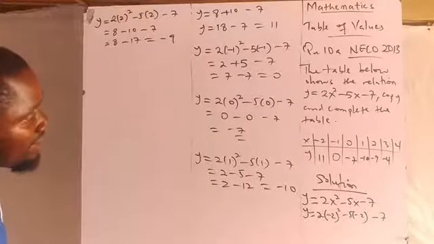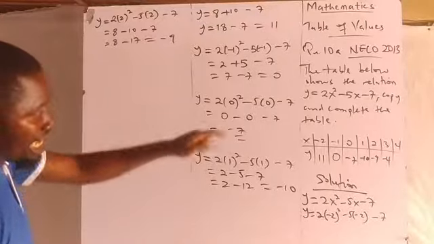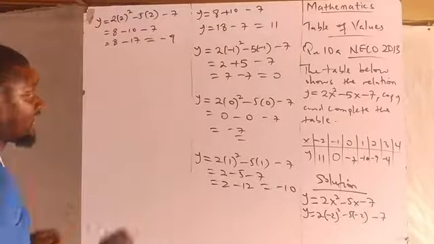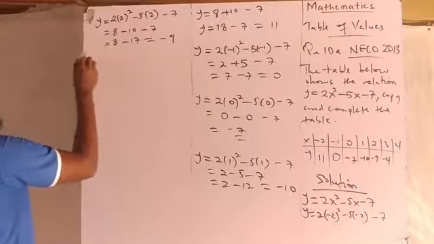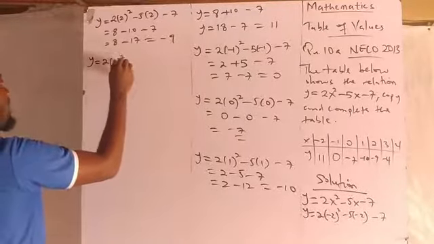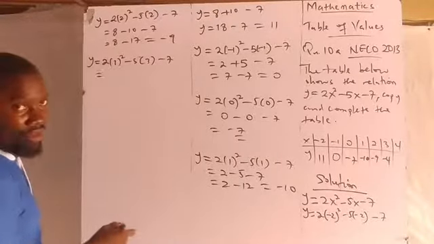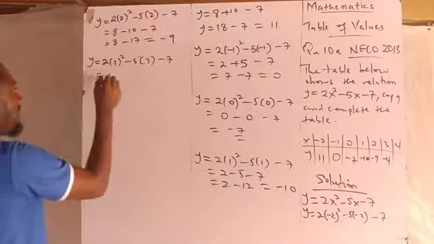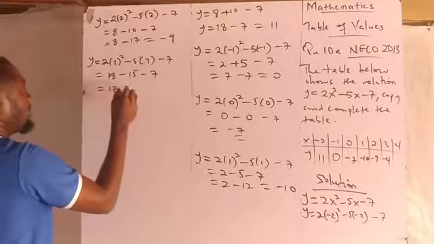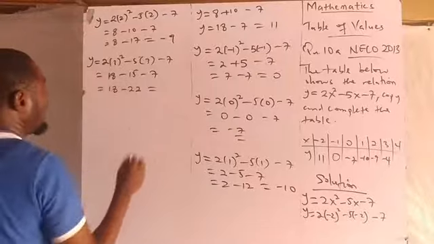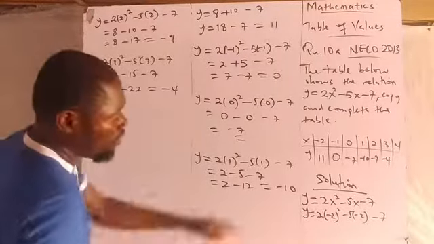Now when x is 3, what is y? They have already given us our answer to be minus 4. But let's deal with it so you understand better. When x is 3, we have y is equal to 2 times 3 squared minus 5 times 3 minus 7. 3 squared is 9, which is 3 times 3. 9 times 2 is 18, minus 15, minus 7. That will be 18 minus 22. 18 minus 22, your answer will be minus 4.